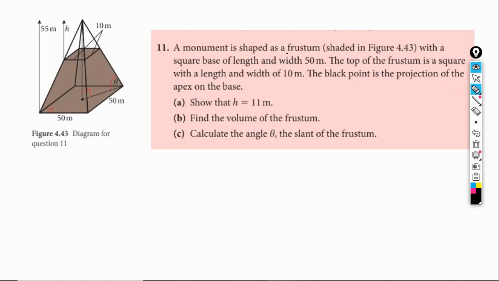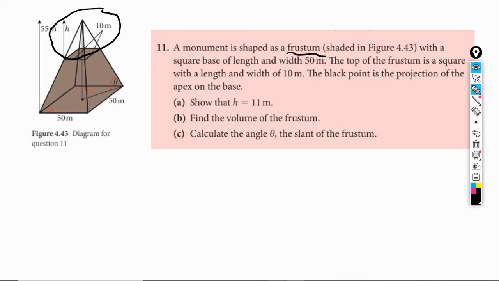So, a frustum is basically a pyramid that does not have the top. Like you can see here, they took the top off the pyramid. So the brown shaded region is the frustum with a square base length and width 50. The top of the frustum is a square with a length and width of 10 meters. Let's not forget the units.